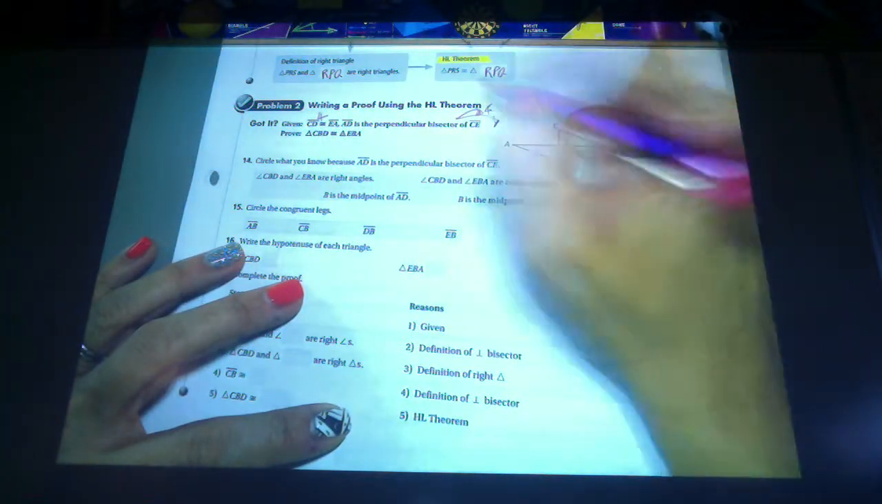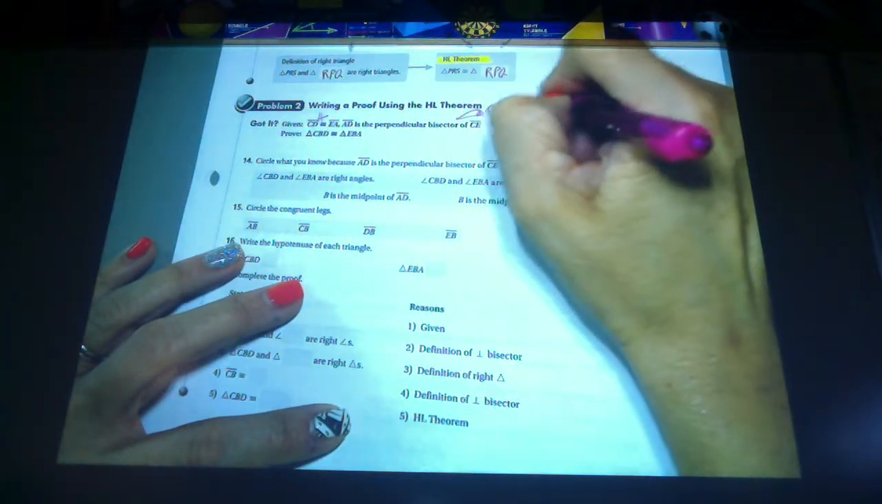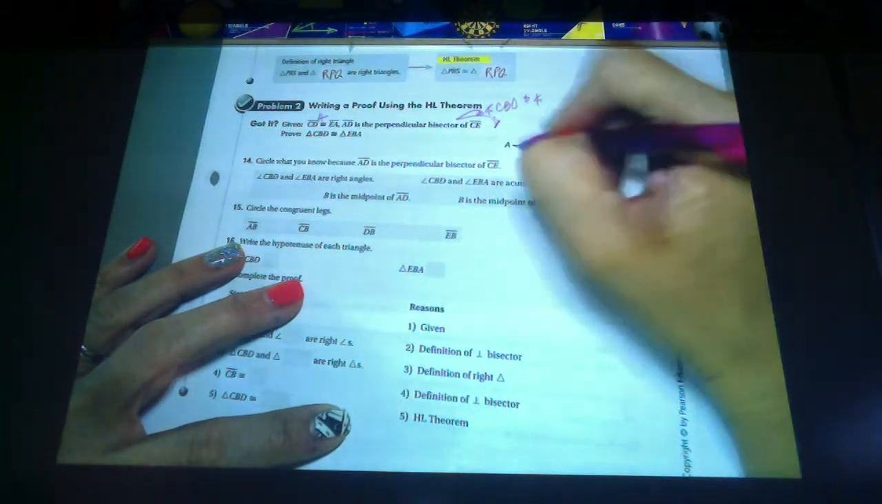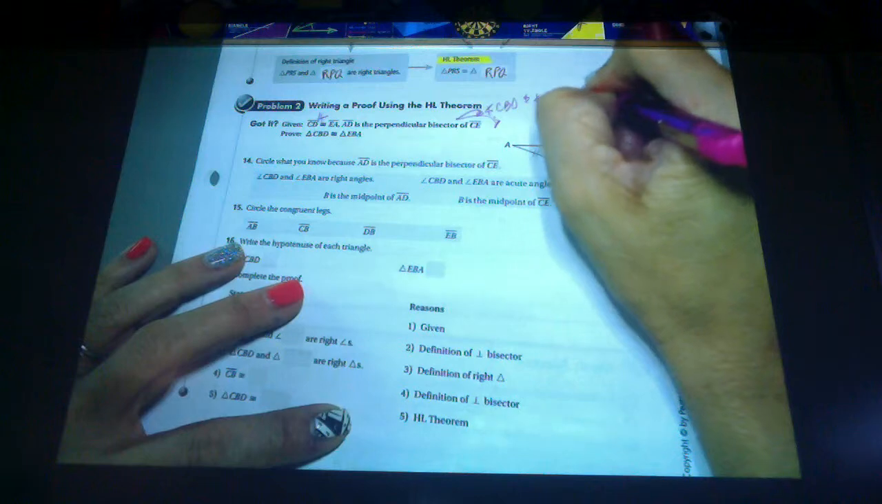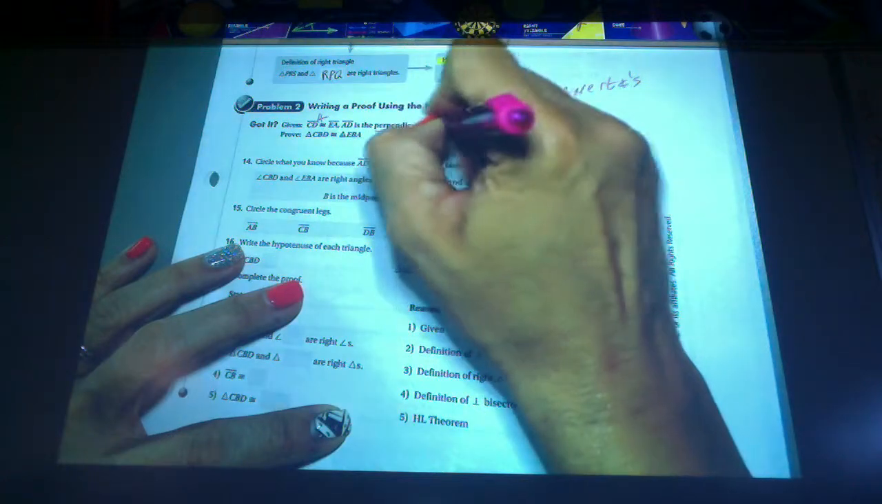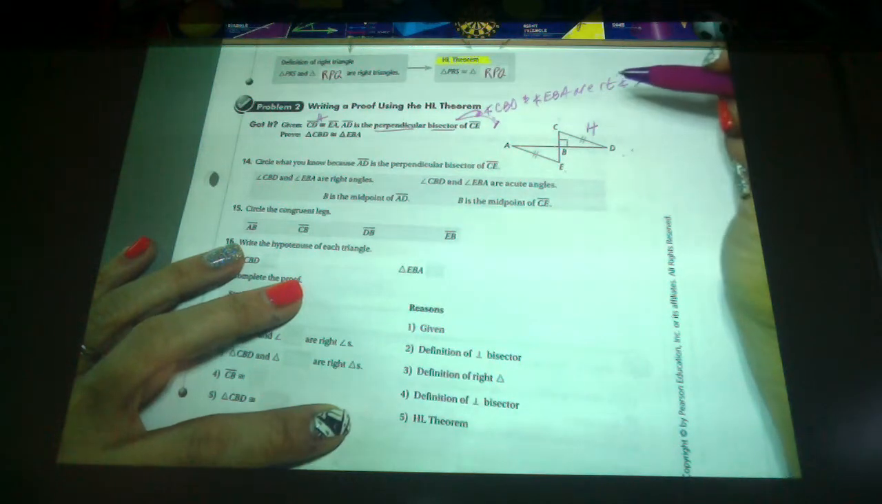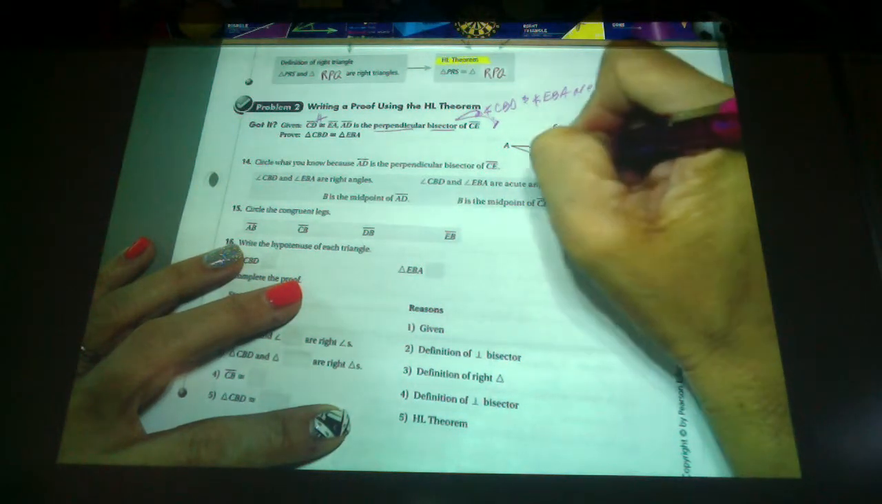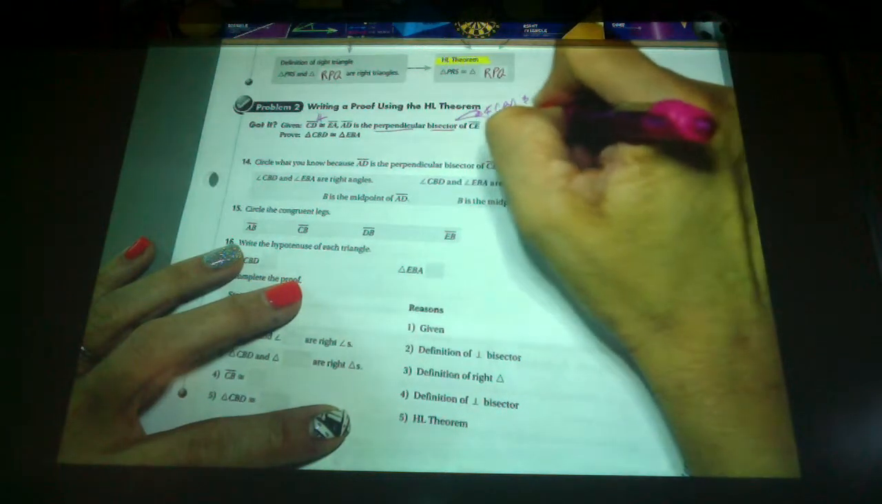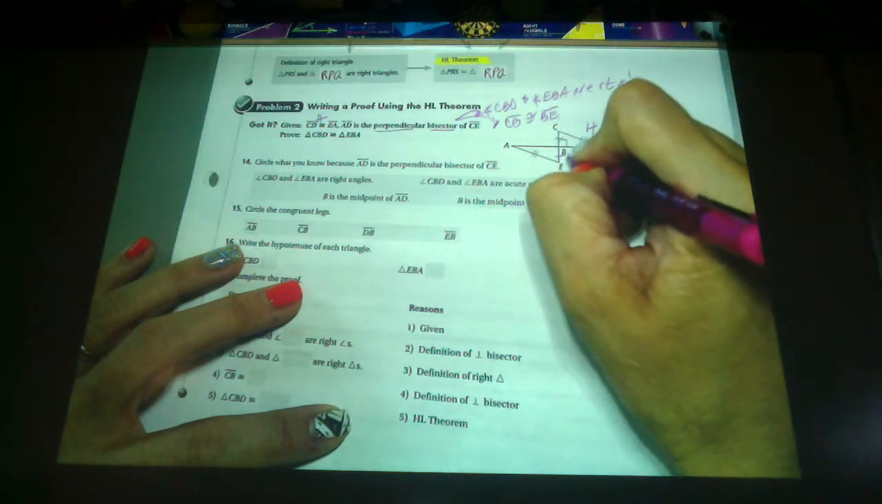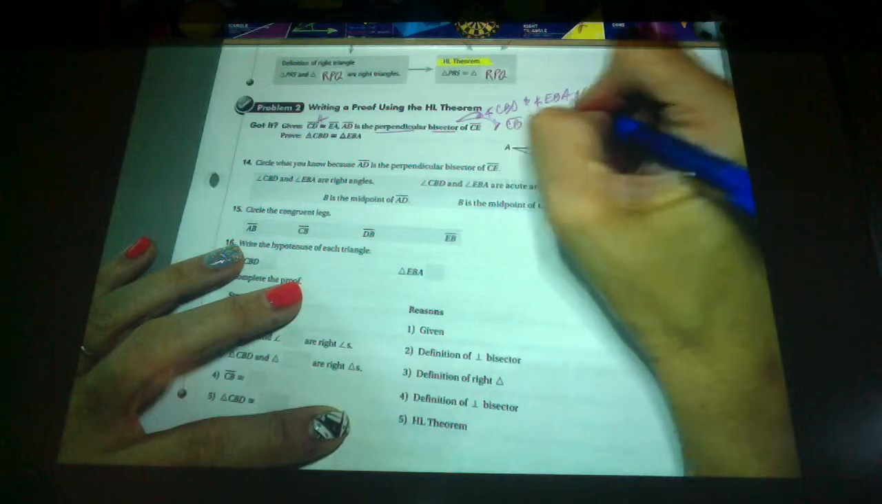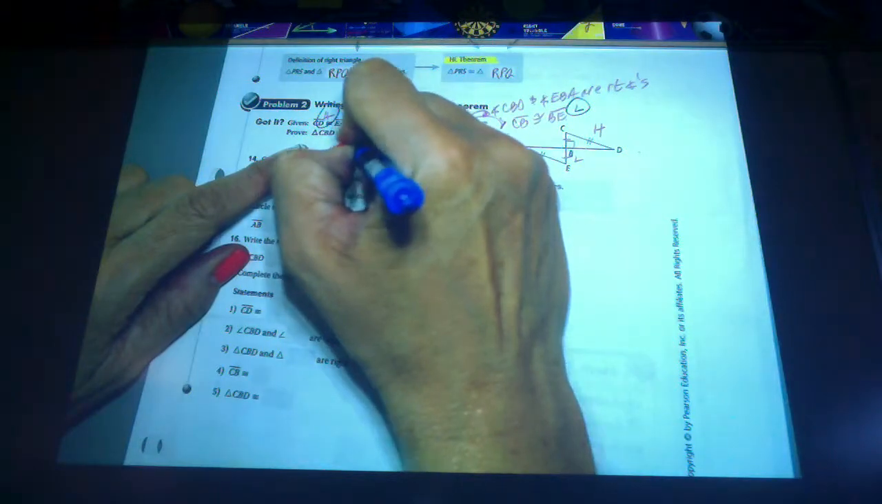So angle CBD and angle EBA are right angles. So that's one thing I conclude from the perpendicular bisector. The second thing is the bisector part. What pieces are congruent from the bisector? CB and BE. So CB is congruent to BE. And what part of the triangle are those? The legs. So this gives us an L. So we have an H and an L, and we can immediately prove the triangle is congruent by HL.